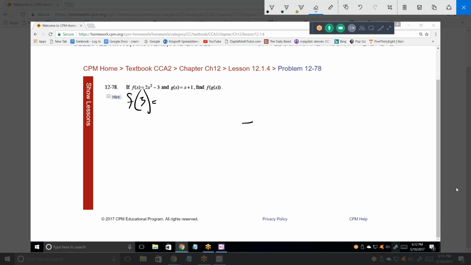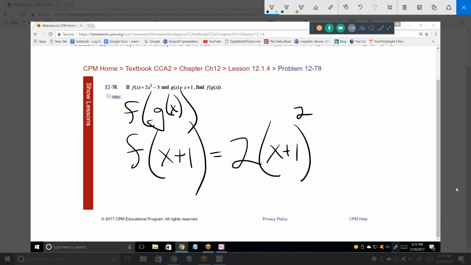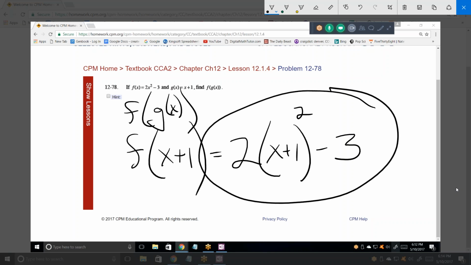What f of g of x means is this: f of g of x. Well, what's g of x? That means this. What's g of x? x plus 1. So that's what I have to do. I'm going to plug in x plus 1. That's what f of g of x is.